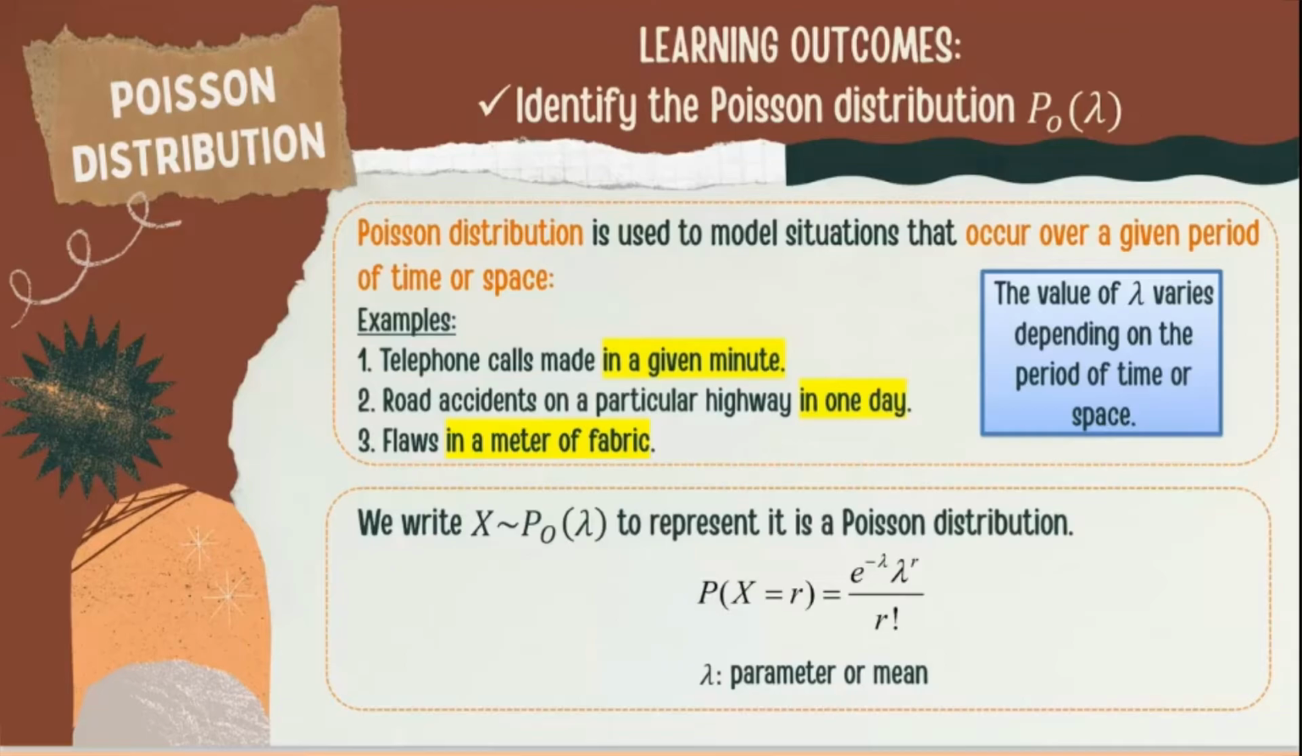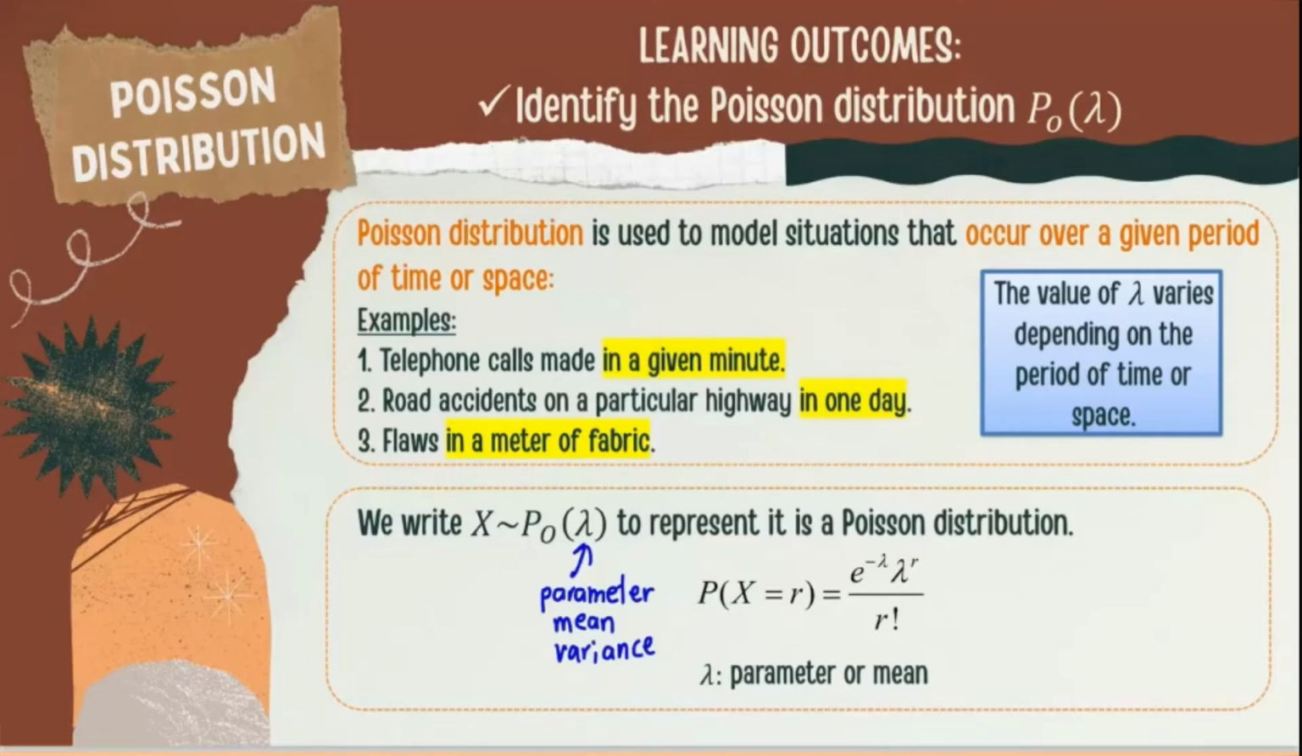Dan lambda kat sini adalah kita punya mean. Bukan, lambda sebenarnya adalah kita punya parameter. Dia kena start dengan parameter dulu. So it is our parameter. It is also our mean and it is also our variance. Okay, so untuk Poisson ni, dia senang. Nak cari mean, nak cari variance, dia adalah lambda tersebut itself. Okay, dan kita ada formula juga.